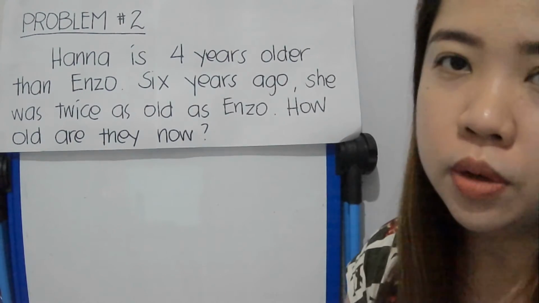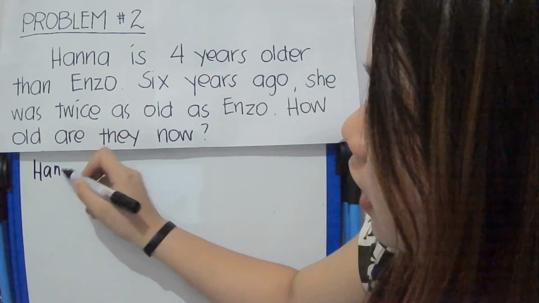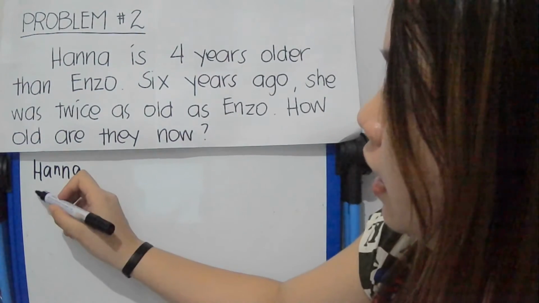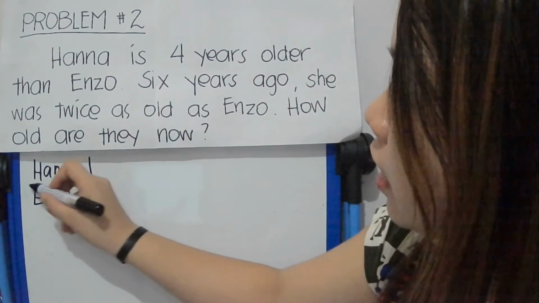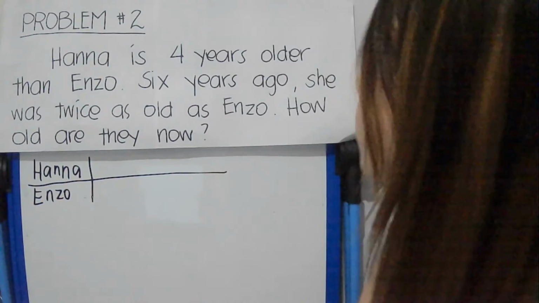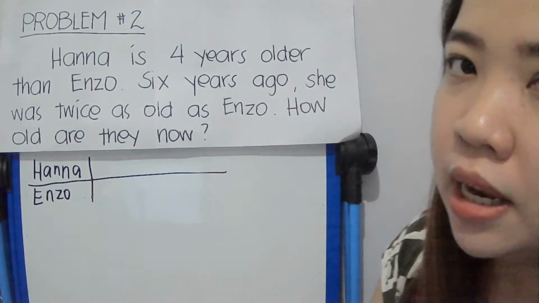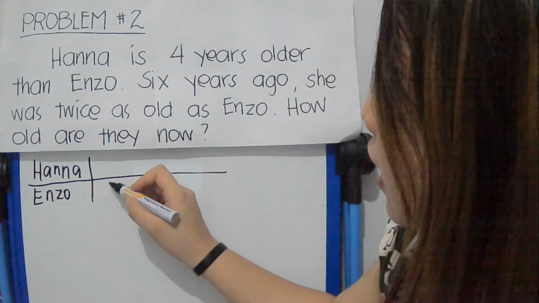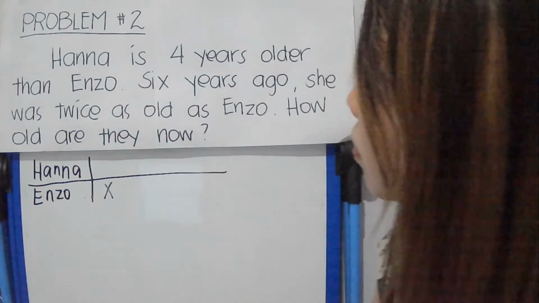So, what you're going to do here is to create a table. Table showing their age at present and their age 6 years ago. So, Hannah and Enzo. So, gawa tayo ng table, nagpapakita ng age nila at present muna. So, Hannah is 4 years older than Enzo. So, wala tayong idea kung ilan ang edad ni Enzo. So, siya yung bibigyan natin ng variable.